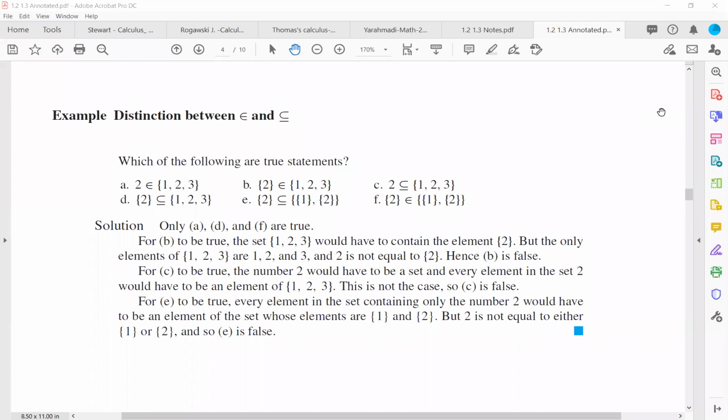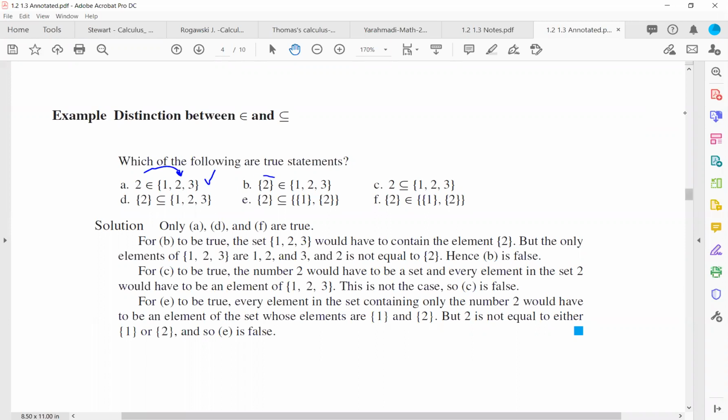Very well. Only A, D, and F are true. Okay, now let us analyze this question, see what's going on. So A is true. Why is that? Okay, this is a set including 2, and you actually see 2 here. So 2 is a member of this set. It is true. Why is B not true?